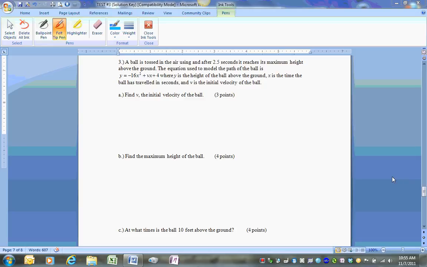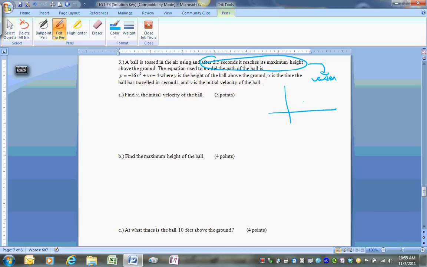So when you have to find initial velocity, one thing to keep in mind is that this right here represents a vertex. So if I were to graph this, we expect the trajectory to be like this because we do have a parabola with a negative leading coefficient, so it's going to open down. And x is time, you're told that, and y is height, you're told that as well. So the maximum is where the vertex is. And because it happens at 2.5 seconds, the x-coordinate of the vertex is 2.5.